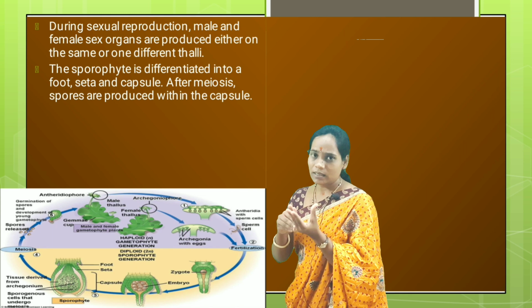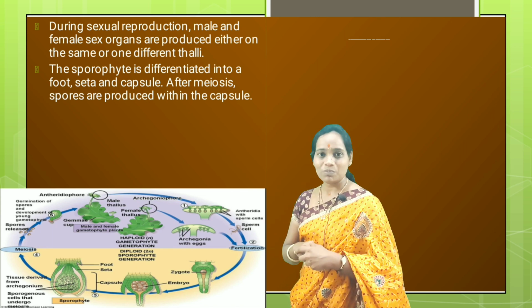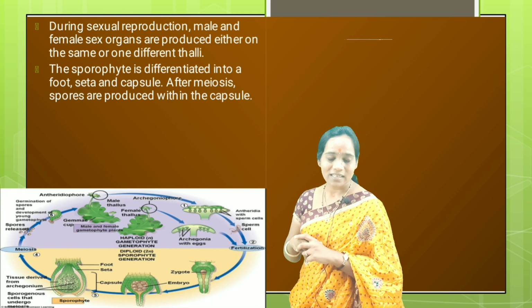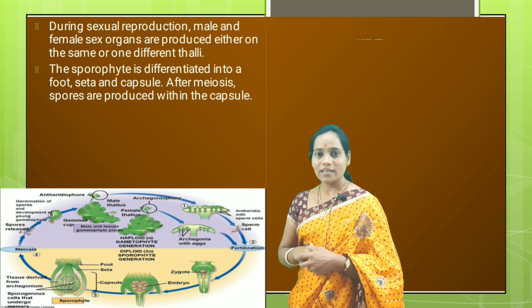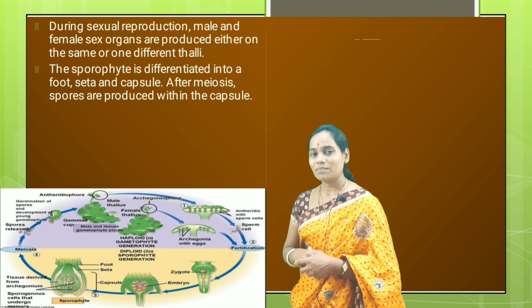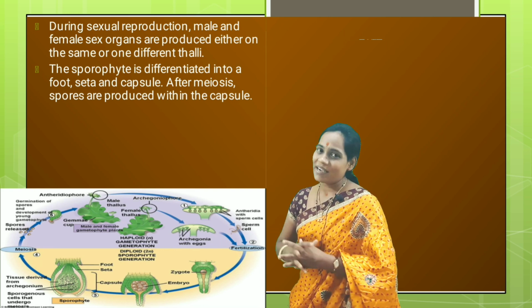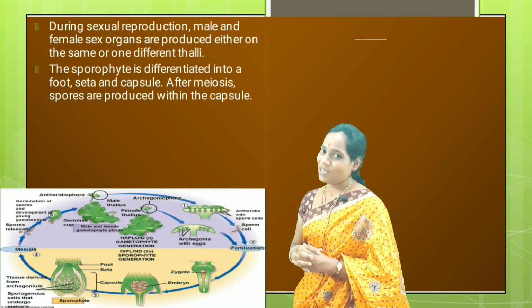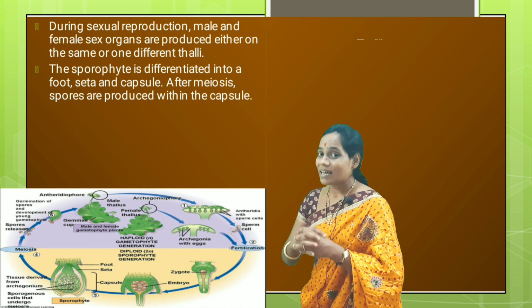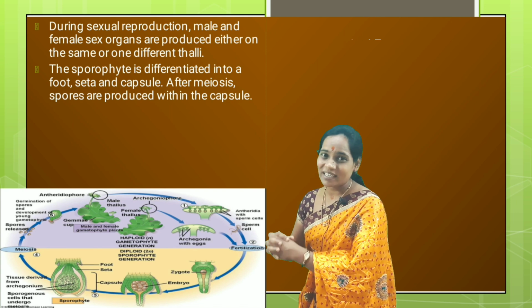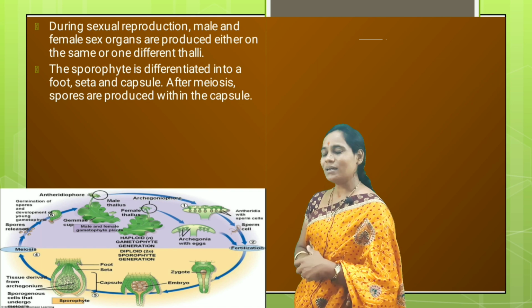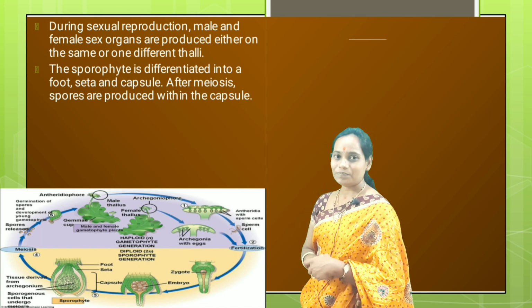When the capsule ruptures and releases the spores, these haploid spores germinate to produce the new plant body. The new plant body developing from the spores is the haploid gametophytic plant body.